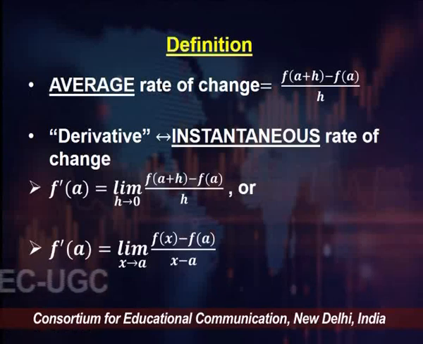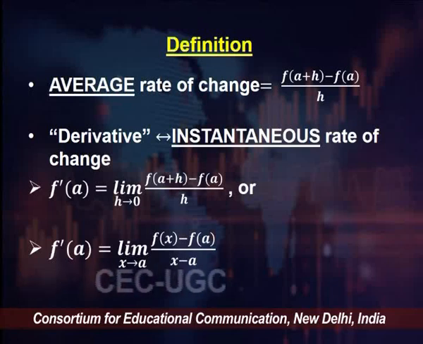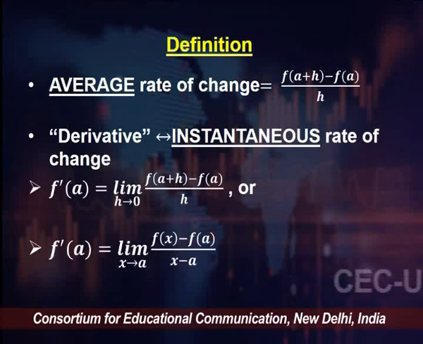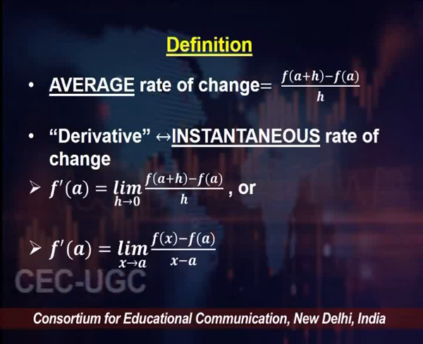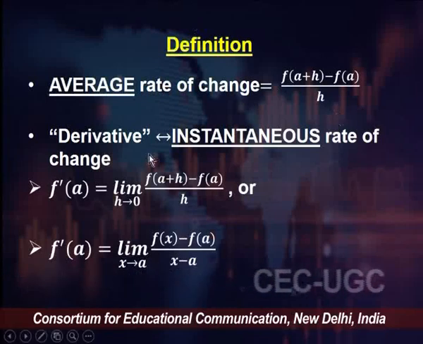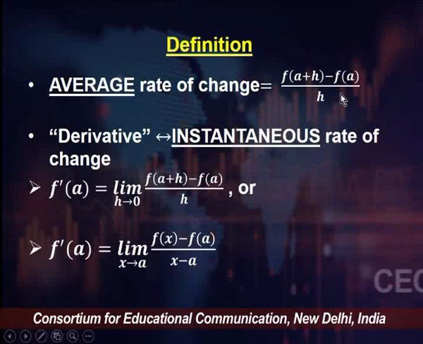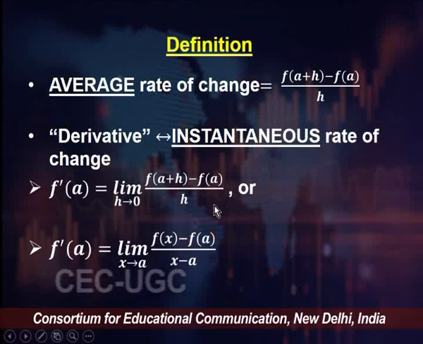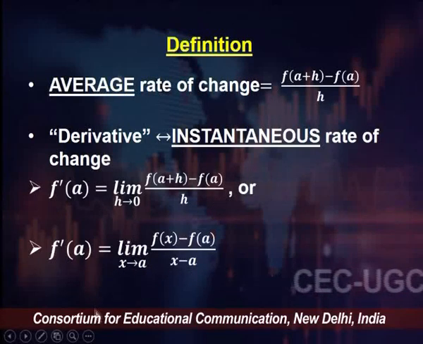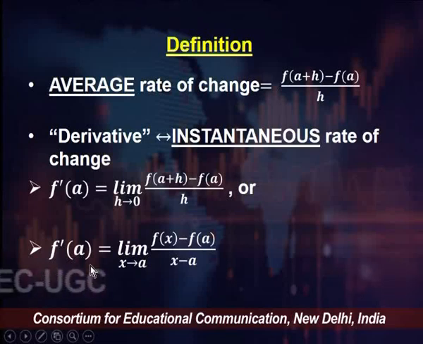Now, because this definition revolves around an arbitrarily infinitesimally small change in x, the derivative also represents what is known as the instantaneous rate of change. So the average rate of change is a ratio f of a plus h minus f of a divided by h, and the instantaneous rate of change is the limit of this particular quotient, the Newton quotient, as h tends to 0.